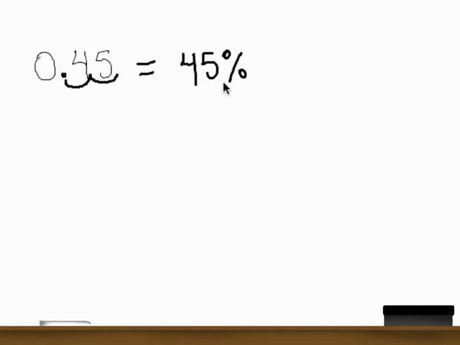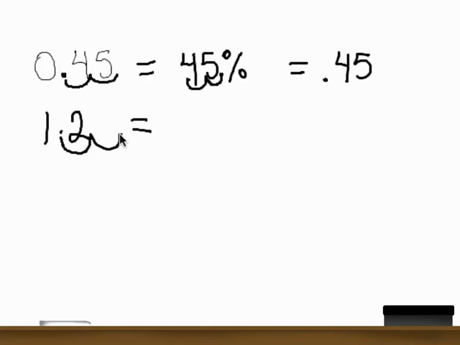If you have a percentage like 45%, you want to move the decimal point 2 places to the left, and that will get you 0.45 as a decimal. If you have a larger decimal like 1.2, as a percentage, this decimal point would move over twice. Now notice there's nothing here, so we just add a 0, and we get 120%.